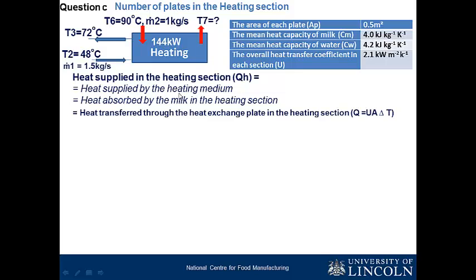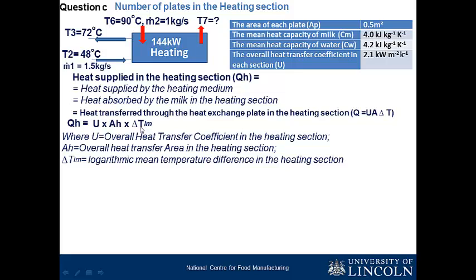That same heat supply must be the heat absorbed by the milk in the heating section, because no heat is lost. That will equal the heat transfer through the heat exchange plate in the heating section. So we have QH equals U multiplied by area multiplied by the logarithmic mean temperature difference in the heating section. Because we need to determine delta T LM, but we do not know T7, we need to find out what our T7 is.